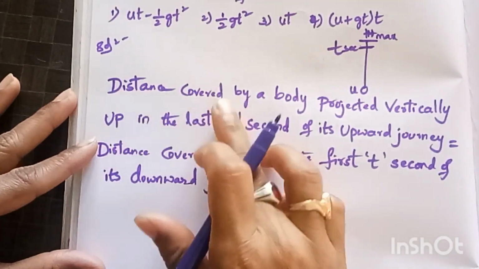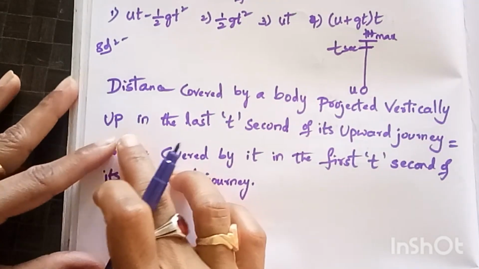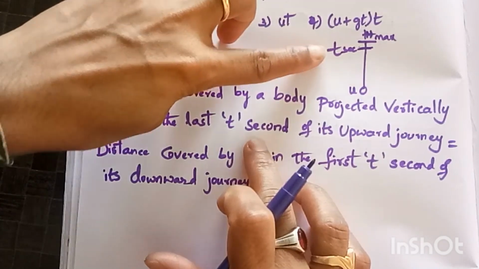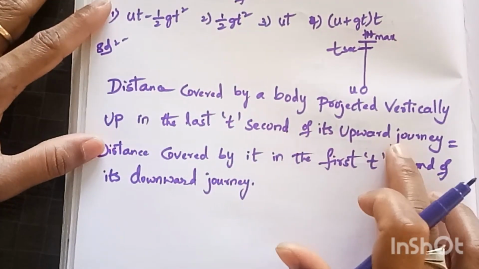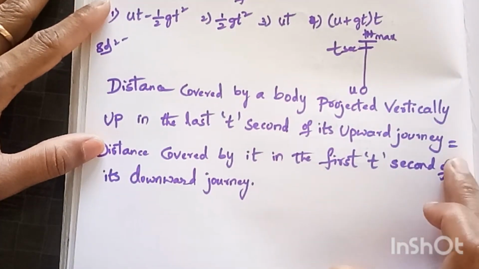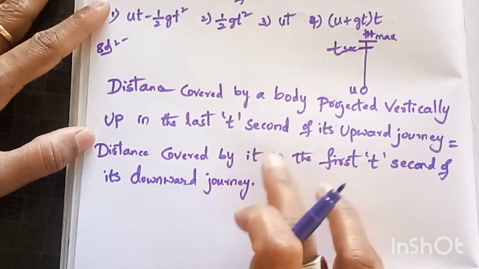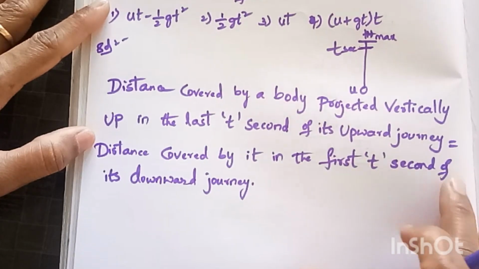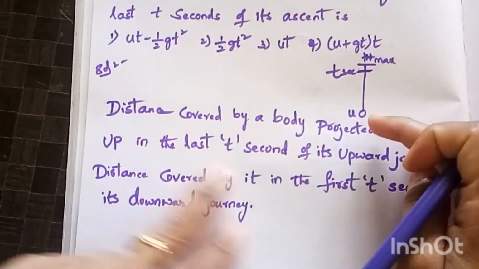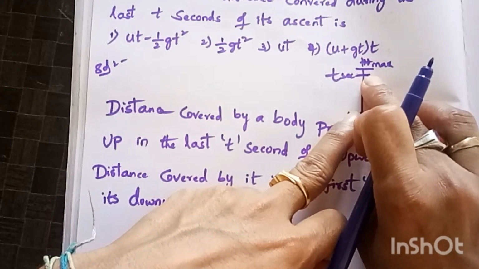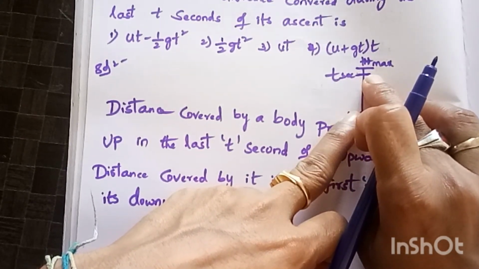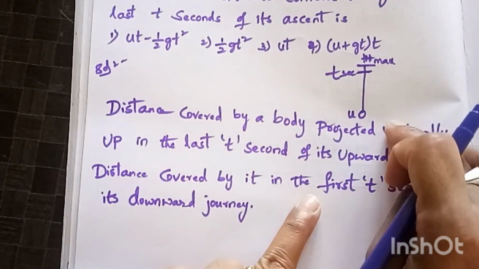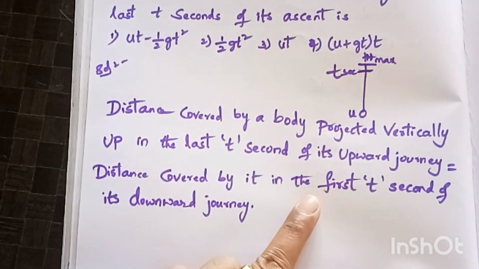The distance covered by the body projected vertically up in the last t seconds of its upward journey is equal to the distance covered by the same body in the first t seconds of its downward journey. The distance covered in the last seconds of its upward journey is equal to the distance covered by the same body in the first seconds of its downward journey.